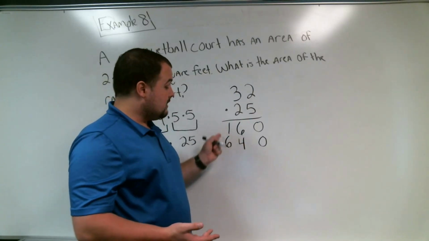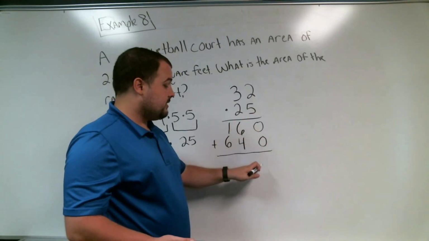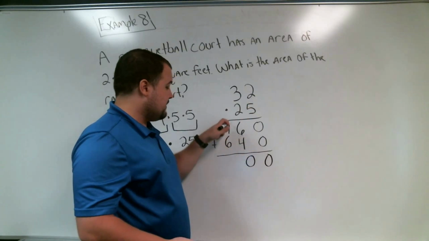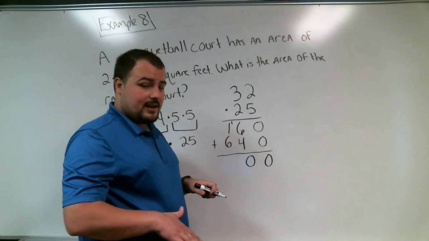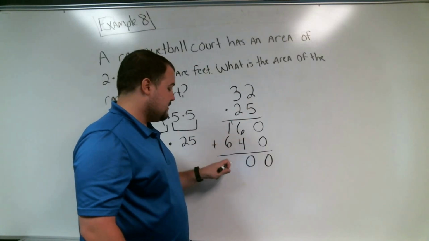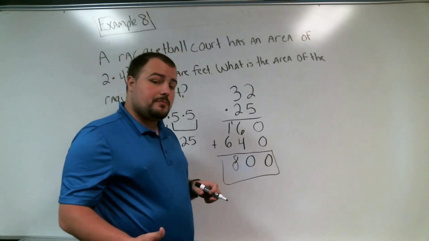And now, with these two numbers, all you have to do is add them together. 0 plus 0, that's 0. 6 plus 4, that's 10. Drop the 0 down, carry the 1, it's going to add now. 1 plus 1, that's 2. 2 plus 6, that's 8. So in this problem, my answer should be 800.